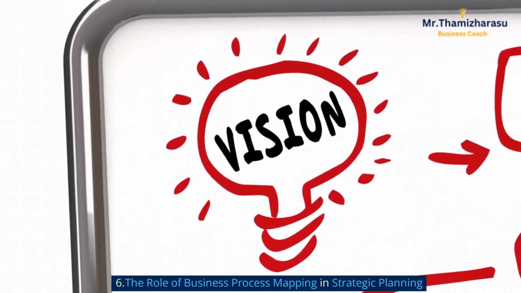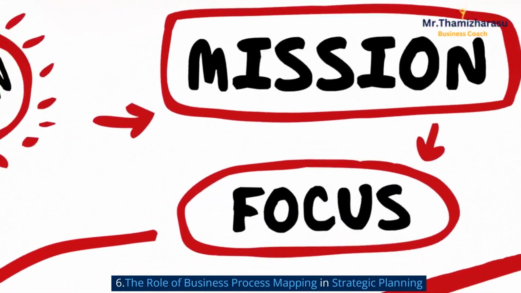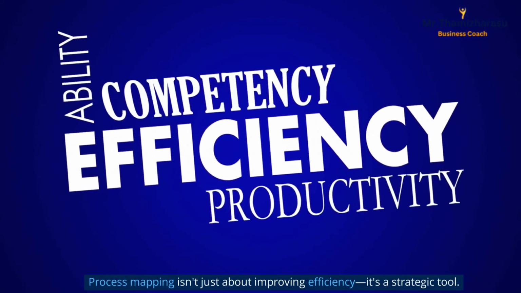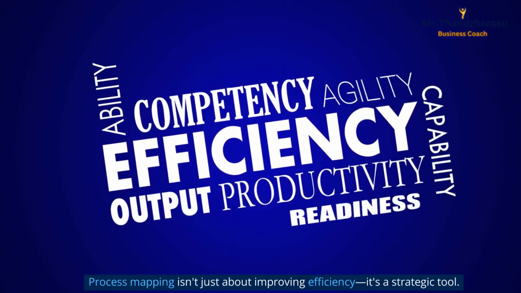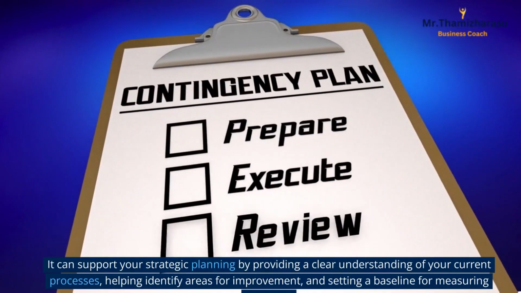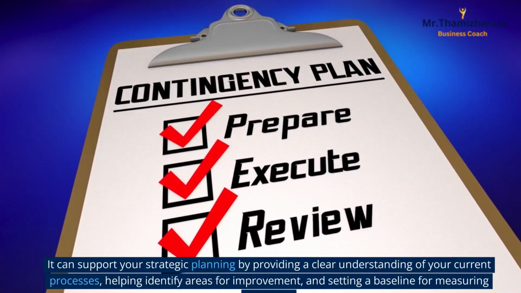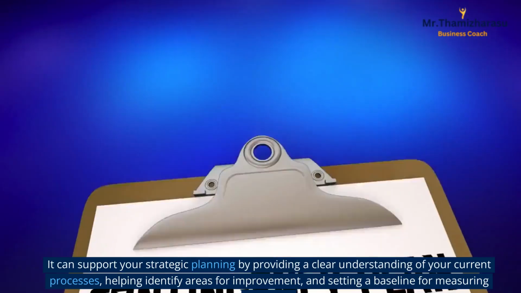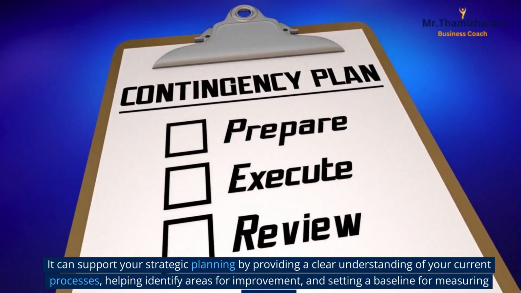6. The role of business process mapping in strategic planning. Process mapping isn't just about improving efficiency, it's a strategic tool. It can support your strategic planning by providing a clear understanding of your current processes, helping identify areas for improvement, and setting a baseline for measuring progress.